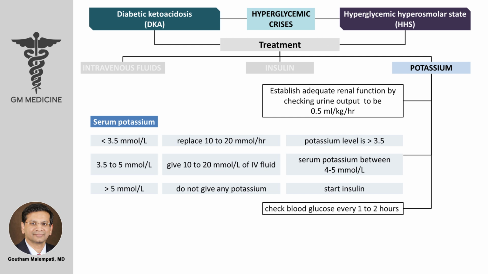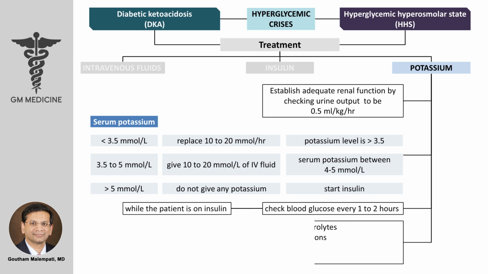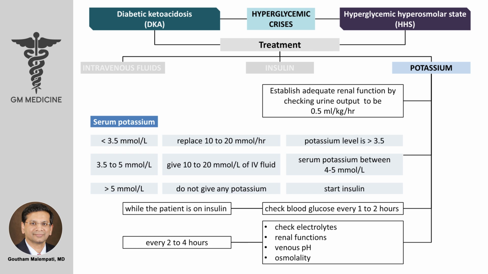One needs to check blood glucose every 1 to 2 hours while the patient is on insulin, and check electrolytes, renal functions, venous pH, and osmolality every 2 to 4 hours.